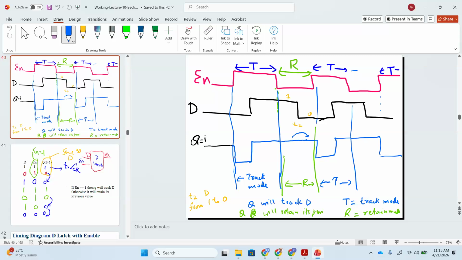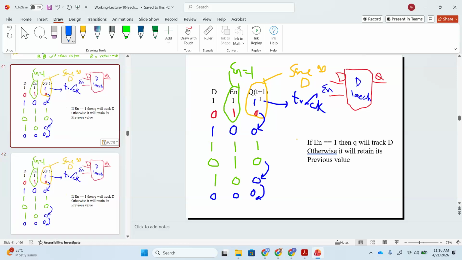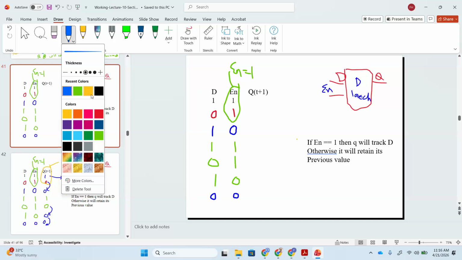Okay, now there are different examples. Now if you look here, I'm going to copy and paste it here. Now can you see in this example? In this case, enable is equal to 1. D is 1 and enable is equal to 1. What will be the value of Q at T plus 1? Anyone may answer. Help me.